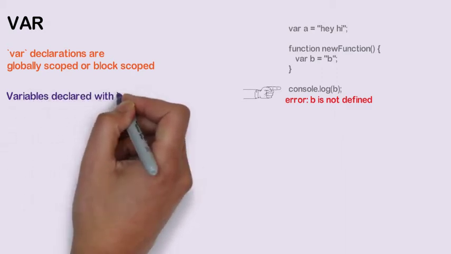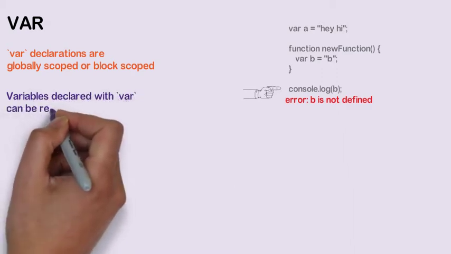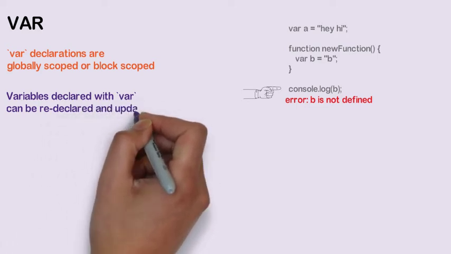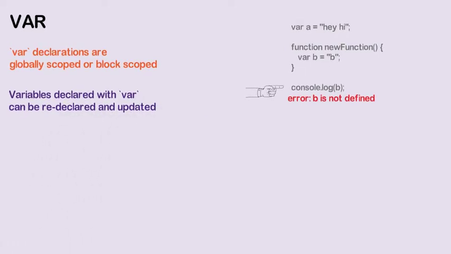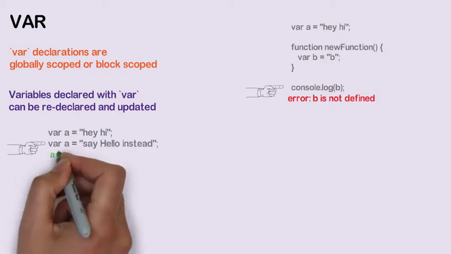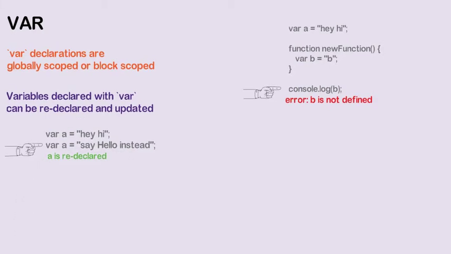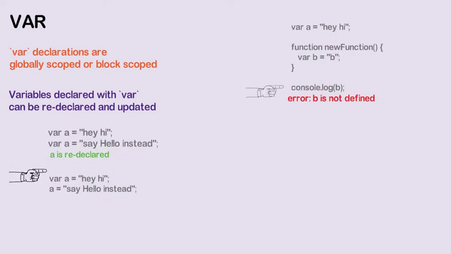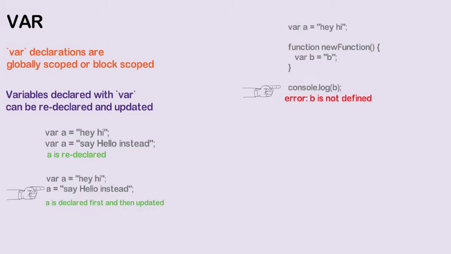Variables declared with var can be redeclared and updated. That means we can do this within the same scope and we will not get any error. Here A is redeclared and it's not giving any error. And here A is declared first and then updated. It is also working and not giving any error.